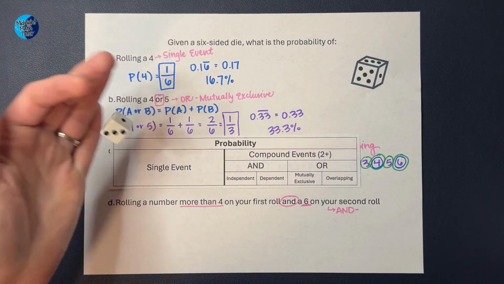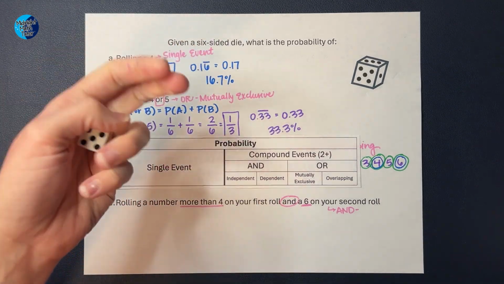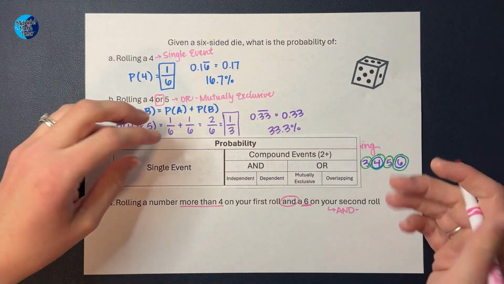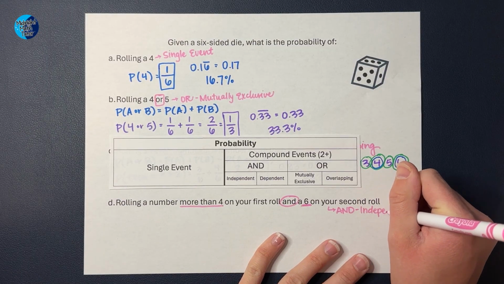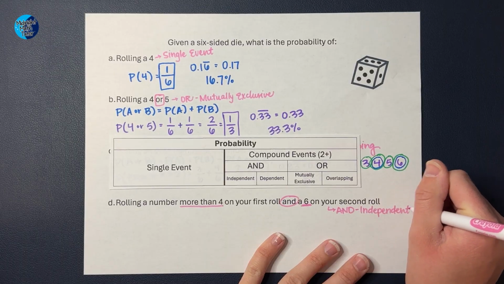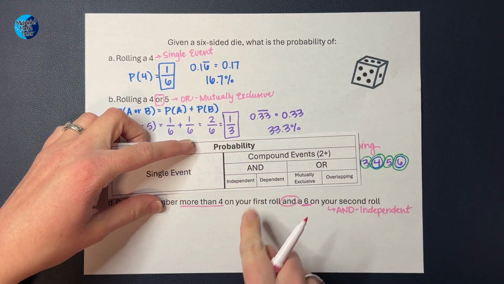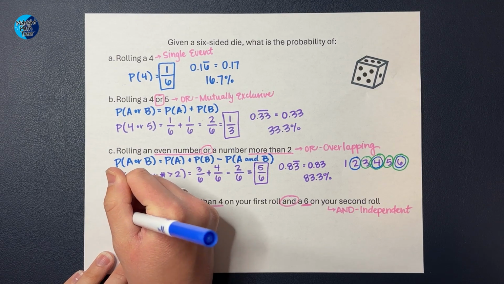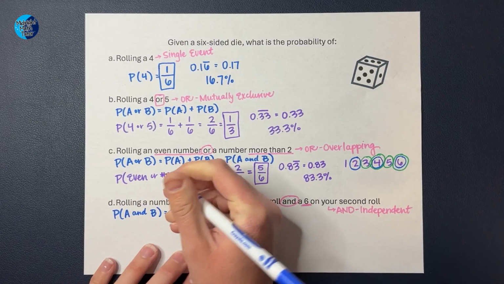So if I roll a number and then I roll again, the second time I roll isn't affected by the first time I rolled, right? It's fresh each time, which means this is independent. Like I said, I will have a dependent dice example down below. And I also had that video linked earlier if you want to see an AND dependent example.